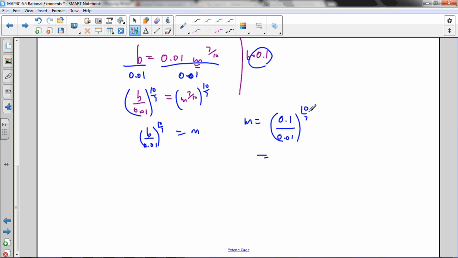Bash away. Remember, to the exponent, it's going to be bracket 0 decimal. This is my calculator steps. Divided by 0.01 to the exponent, bracket 10 divided by 7, and you press equals, and you get about 26.8 grams of frog before the dissection.